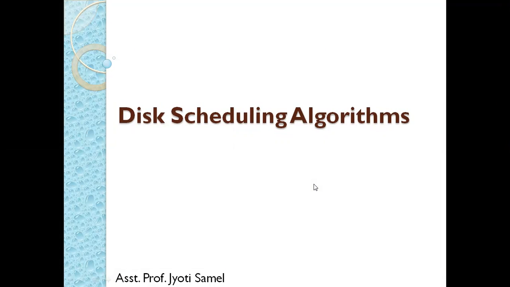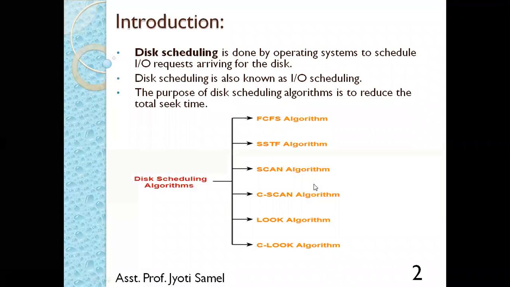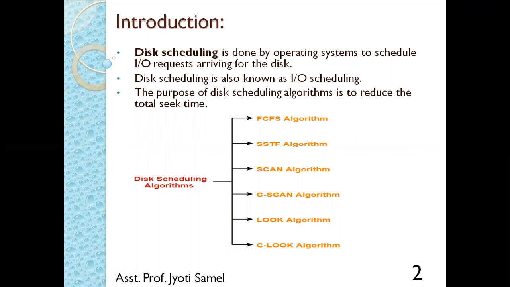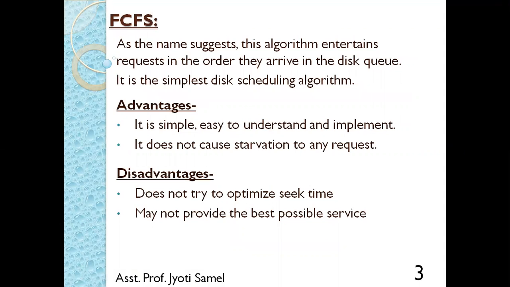Today we will discuss disk scheduling in operating systems. Disk scheduling algorithms are also known as input-output scheduling. The purpose of a disk scheduling algorithm is to reduce the total seek time. Here in this diagram, we are finding the various algorithm types. We will move ahead and learn each and every type in detail with the help of examples.